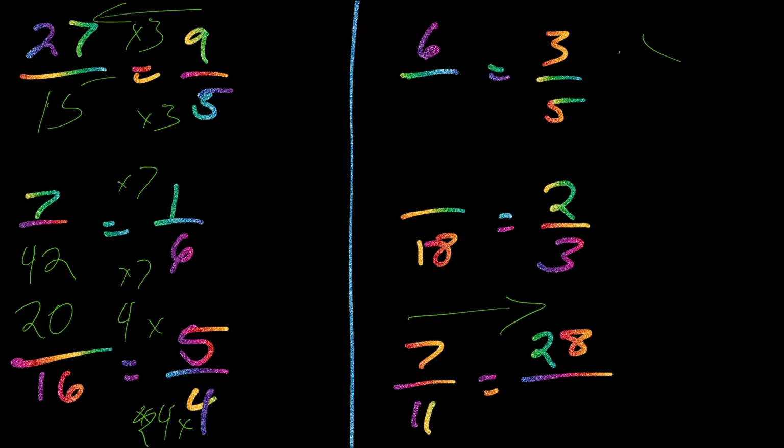I'd like you to do the ones on this side. I'm just going to fill them in, so make sure you hit pause. I'm going to fill them in, and I just want you to double check. So this would be 10. This would be 6. So that would be 12. And this would be 4. So this would be 44.